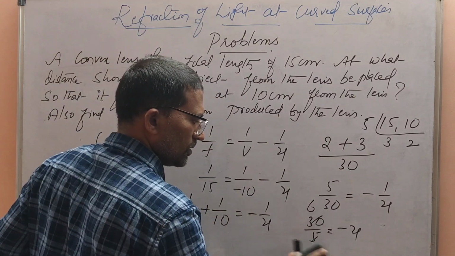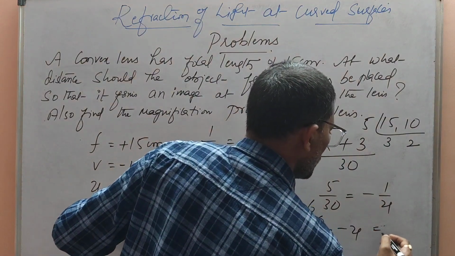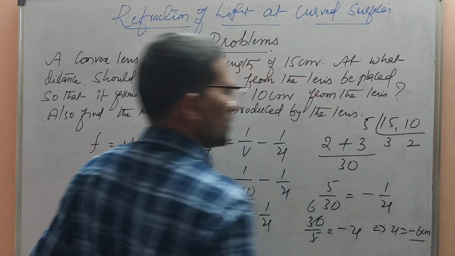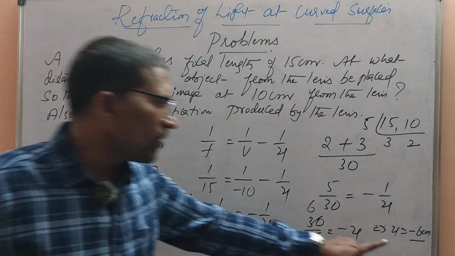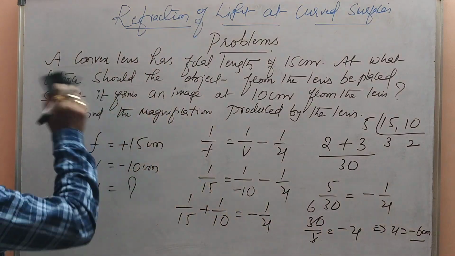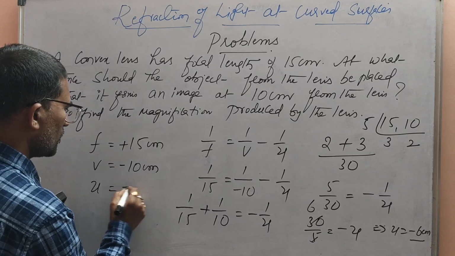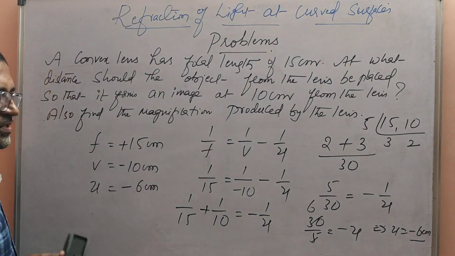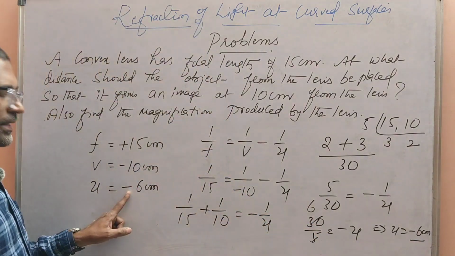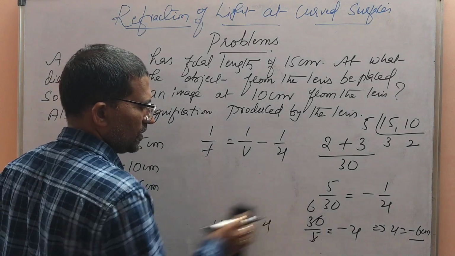Now u is equal to minus 6 centimeter. We found the object distance. Sorry, object distance is minus 6 centimeter. So object distance is minus 6 centimeter, you got. Now you have to find the magnification.